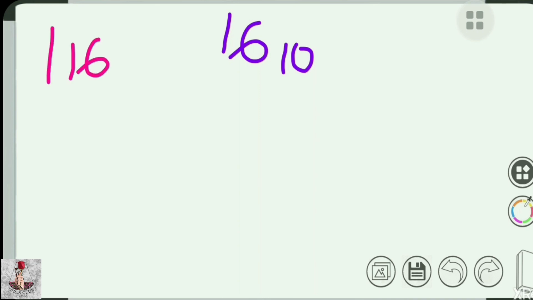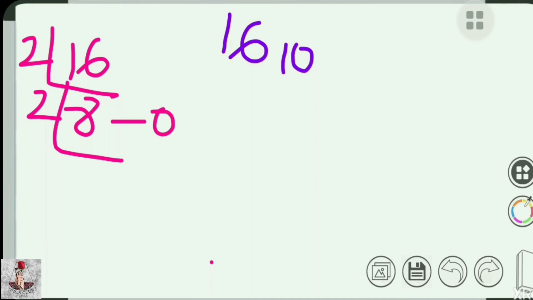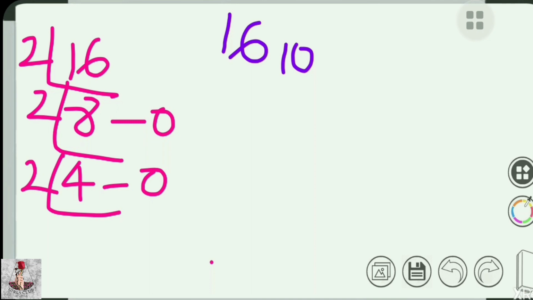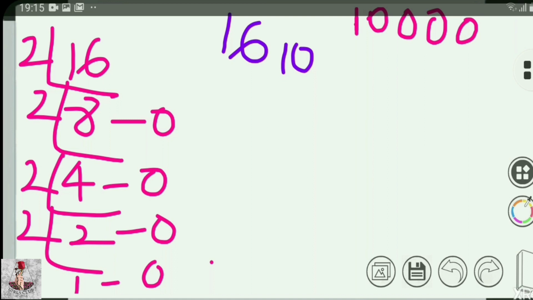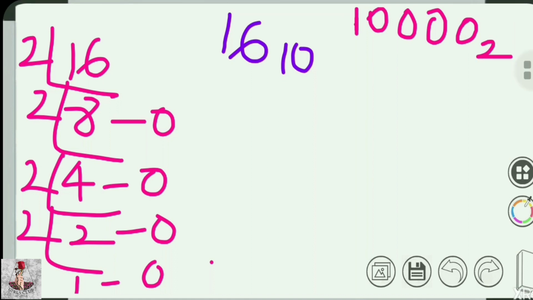16 divided by 2 is 8 remainder 0. 8 divided by 2 is 4 remainder 0. 4 divided by 2 is 2 remainder 0. 2 divided by 2 is 1 remainder 0. So basically the binary number of this is 1 followed by 4 zeros, 10000. That is the binary version of the decimal number 16.